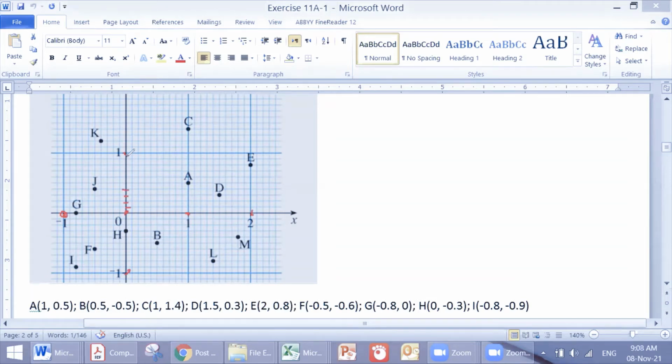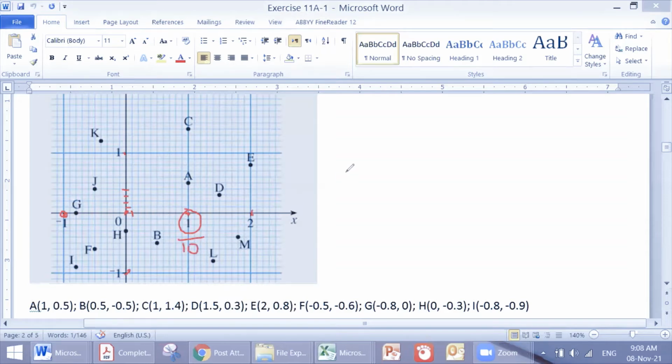I told you how you can find it. If you want to find the small box on the x-axis, you will take this value divided by the total divisions. How many total divisions are here? There are 10 small divisions. So I will divide 1 by 10 and that will give me 0.1.